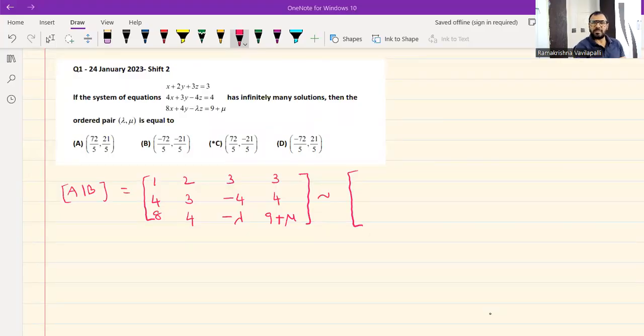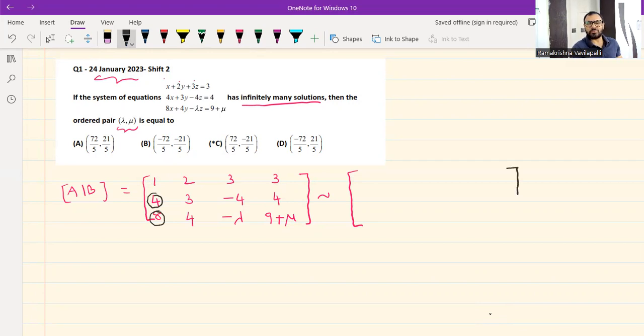Here is the first question, asked in January 2023. If the system of equations, a non-homogeneous system, has infinitely many solutions, then what is the ordered pair lambda and mu? Okay, see how you will solve. First you write the augmented matrix, meaning you write all the elements in the given equations. I have written here 1, 2, 3, 3 in this way. Now, using the first element, we have to make the next two elements 0.